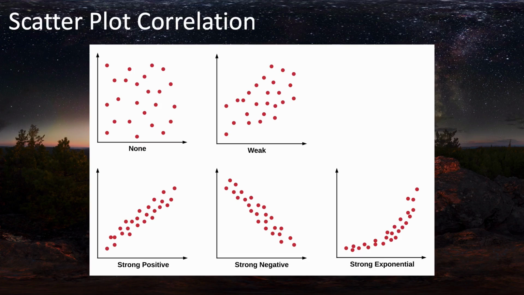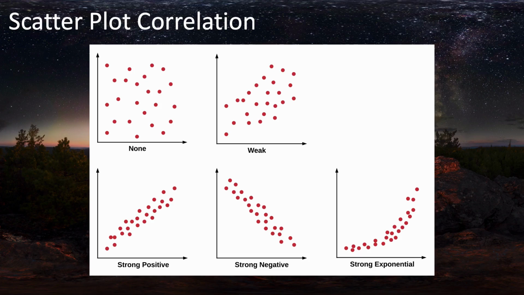The scatter plot diagram labeled strong negative also indicates a strong relationship between two variables, but in a negative direction. For example, altitude and air pressure. The higher the altitude, the lower the air pressure.